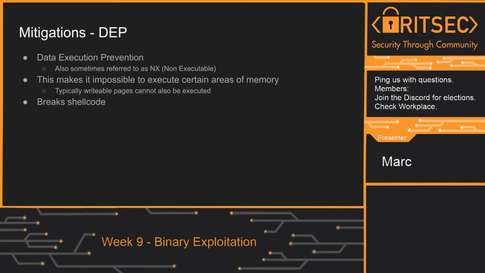So what you usually do is you map memory as writable, you write your code to it, and then you say this memory is no longer writable, but now I'm going to map it as executable. So they're never writable and executable at the same time. So yeah, this breaks a lot of stuff too.